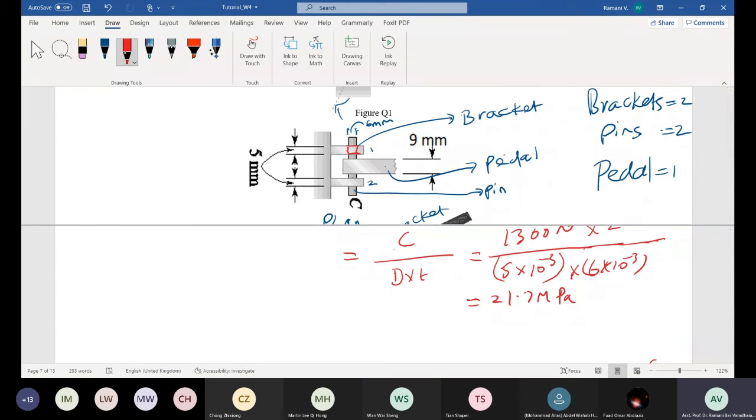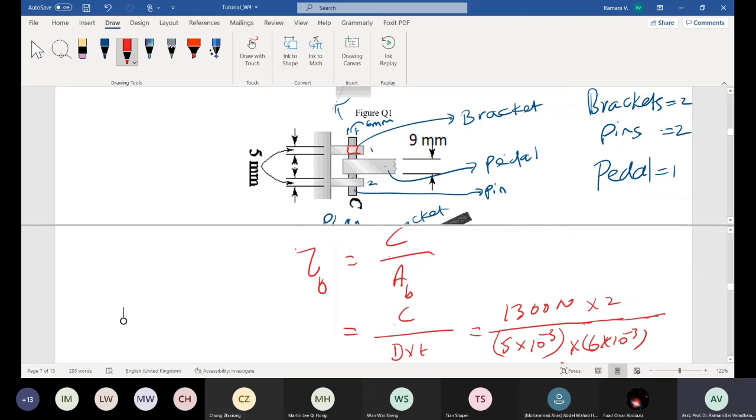So this is the stress at one pedal. Okay, I stop here. Any question you can ask me. Just go through the calculation once again so that you will understand it well.